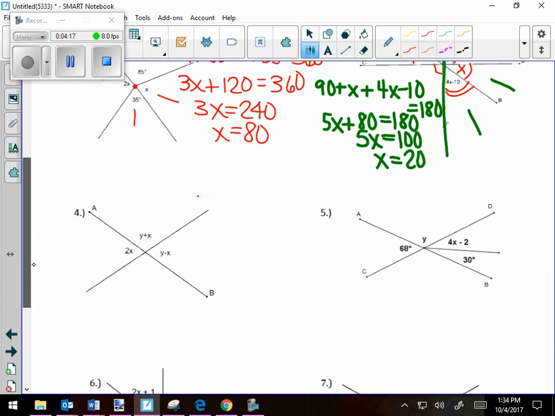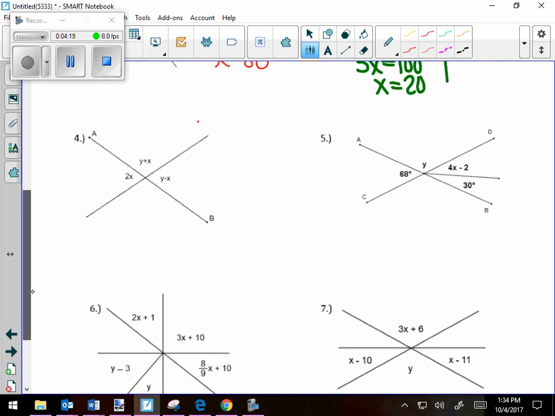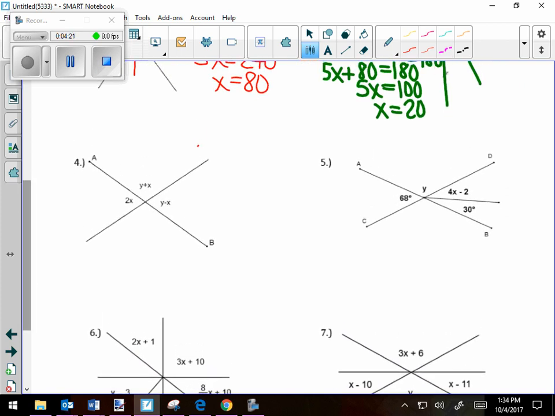Continuing on, if you look at question 4, in question 4 we have 2 straight lines that are crossing. So one of the things that we know if 2 straight lines cross is that we have vertical angles that are equal to each other. So one of my equations that I could write would be that 2x is equal to y minus x. The vertical angles are equal.